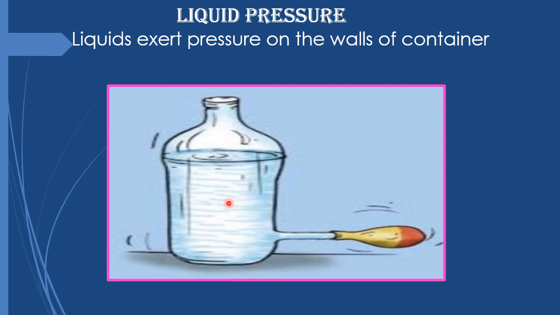Now, fill the bottle with water and observe. You will observe that as the bottle is filled with water, this rubber sheet or the balloon that you have fixed out here, it stretches or bulges out. So this shows that water exerts pressure on the wall of the container or on the side of the container.